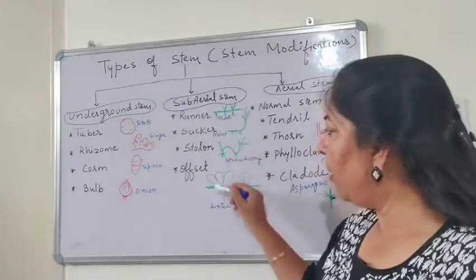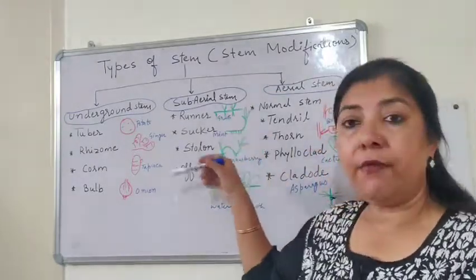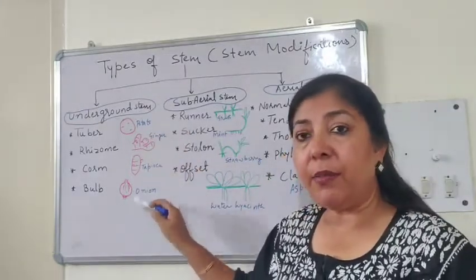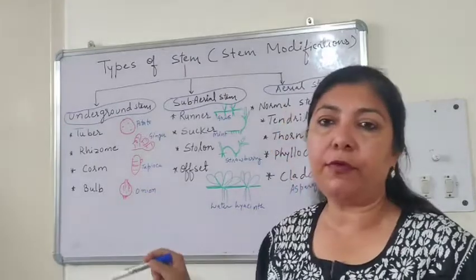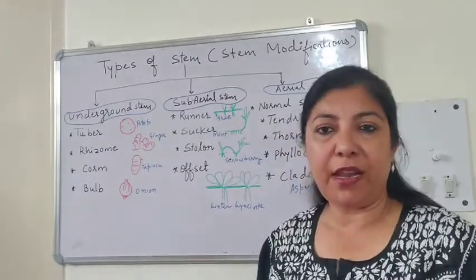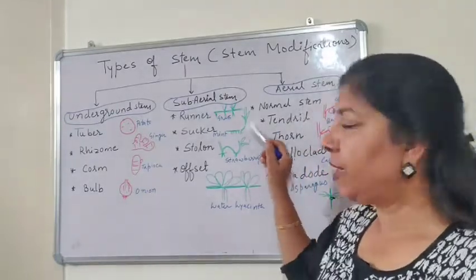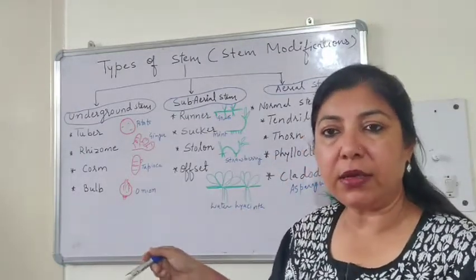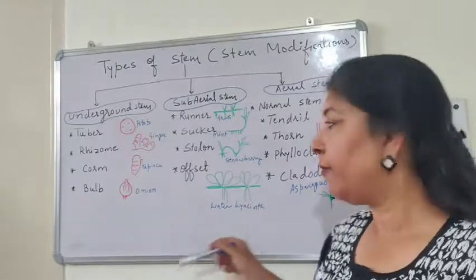So these all are basically meant for vegetative propagation. The earlier ones are also meant for vegetative propagation, but their main function is storing the food and then vegetative propagation. Whereas here they don't store food, but they propagate the plant very fast in the favorable conditions.